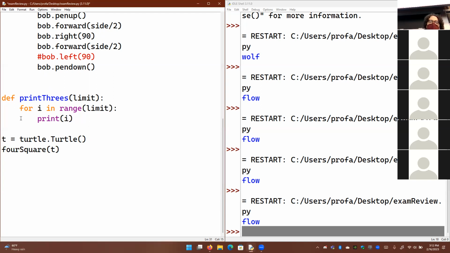The other possible path to take is, okay, I'm going to start at 0, go up to, but not include, limit, and I'm going to go up by 3s. That's another way to do this. There's a lot of ways to solve this one, and I don't really care which one you do, so long as it works.